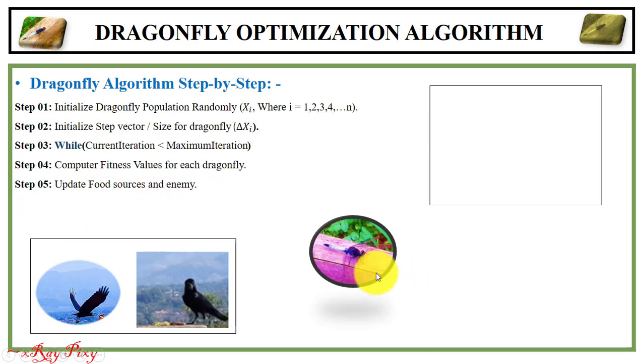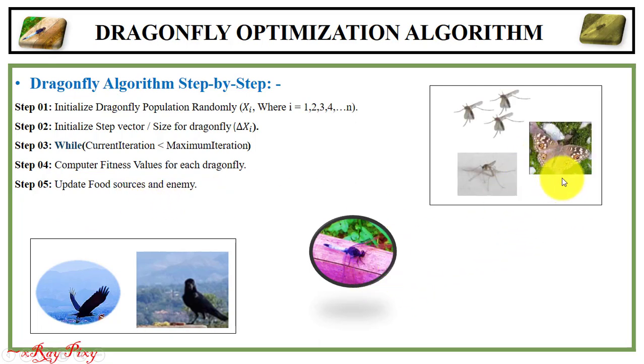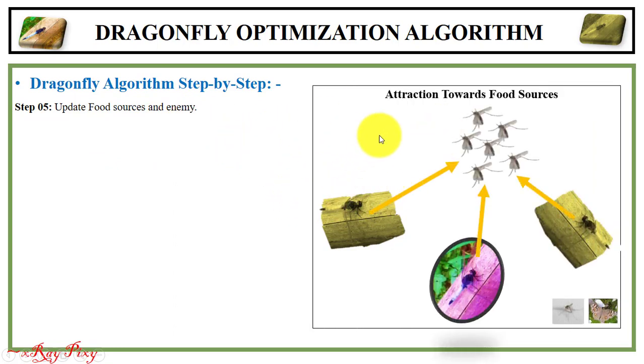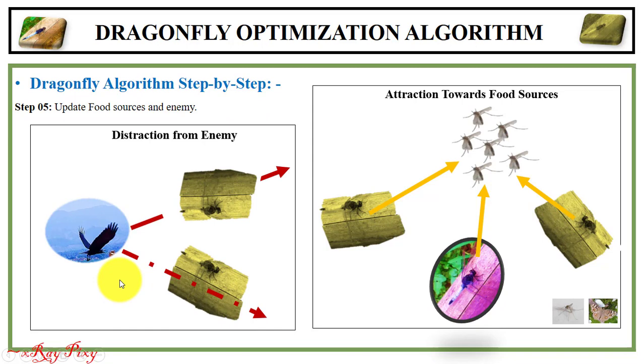We know that food sources like butterflies and mosquitoes, and larger birds or insects than the dragonfly, are considered enemies. Now we have to update the food sources and enemy, and we can represent this behavior using this. This shows the attraction of dragonflies toward food sources, and this one shows the distraction of dragonflies from the enemy.